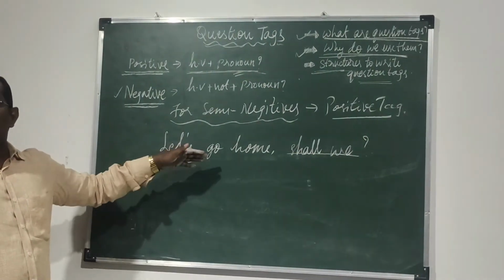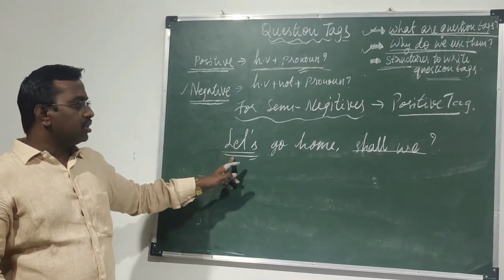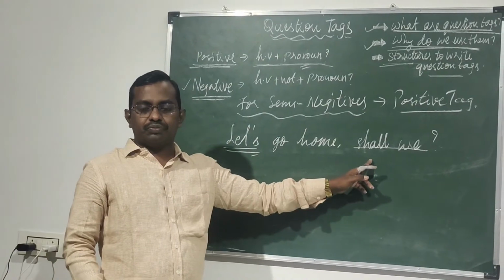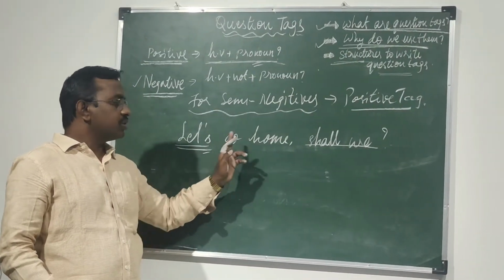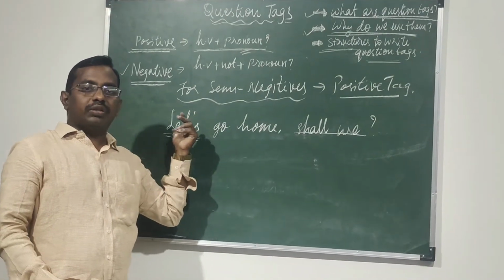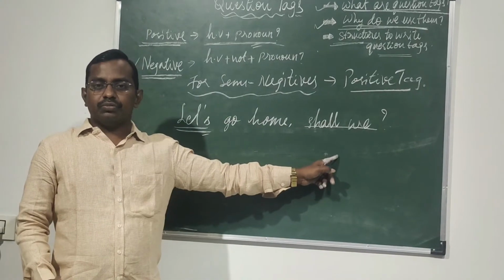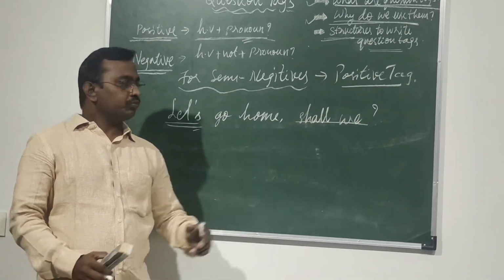Shall we? This is how we should write question tags. The sentence begins with a let, the helping verb should be shall. Right? The pronoun as it is we take. And the tag should be positive. Whether the sentence with a let is negative or positive, the tag should be positive.